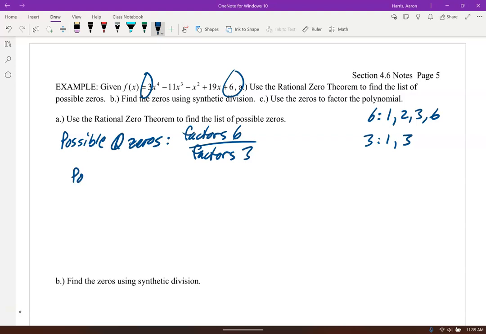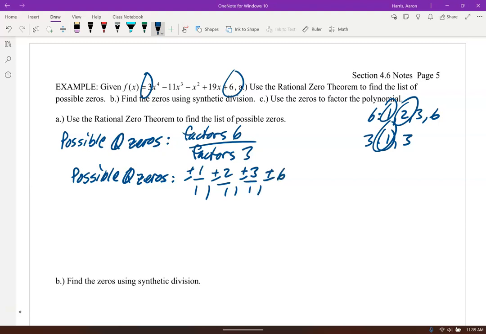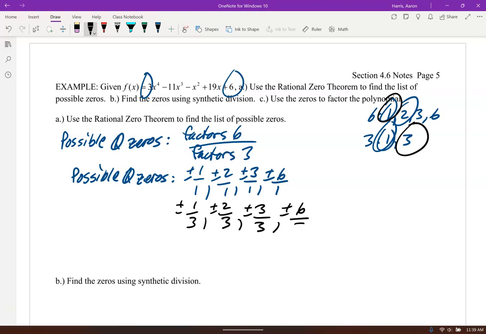So let's list the possible rational zeros that we're going to then use to test. So I'm going to go plus minus, I'm going to go 1 over 1. Then I'm going to go with 2 over the 1. Then I'm going to go the 3 over 1, then the 6 over 1. Then I'm going to do all those same ones, except I'm over 3 now. Plus minus 1 over 3. The other factor of 3. Plus minus the 2 over the 3. Plus minus the 3 over the 3. And finally, plus minus the 6 over 3.